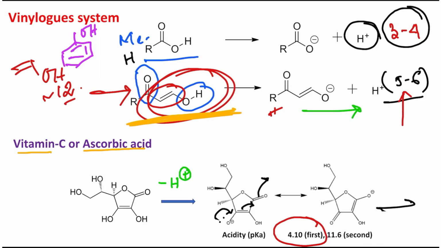Now a question may come that, sir, this is actually an enol. This part, how could it be a very strong acid? This is because it's a vinylogous carboxylic acid. So that's the proof of this statement that vinylogous carboxylic acid exists.